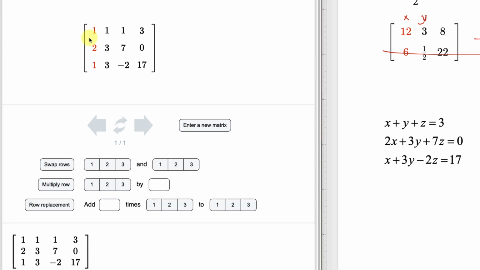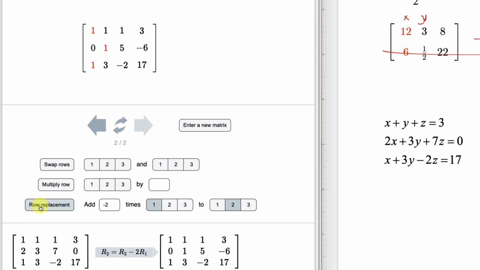All right? So I multiply by negative 2 times row 1, excuse me, and add to row 2. Negative 2 times this and add down. Row replacement. Got a 0. That says negative 2 times row 1, then add it to row 2 and replace row 2. So every value got multiplied by negative 2, and then we added down.